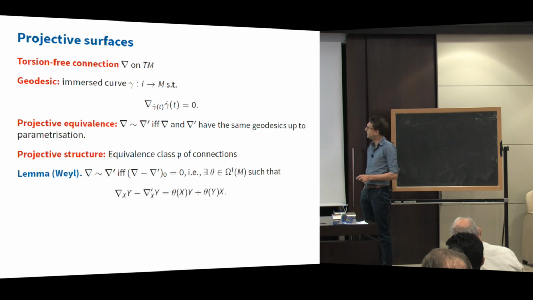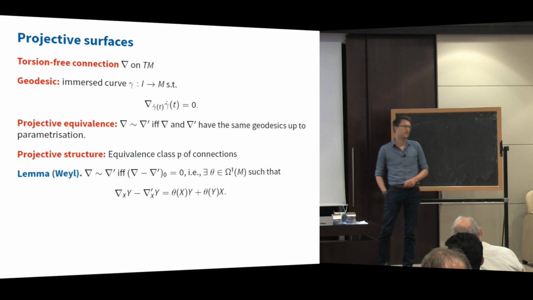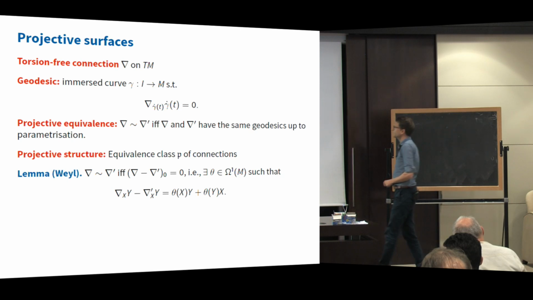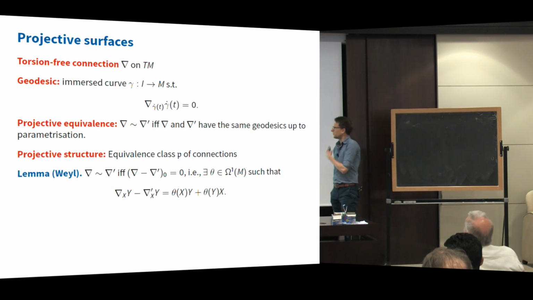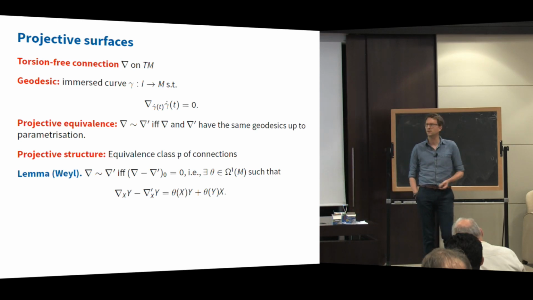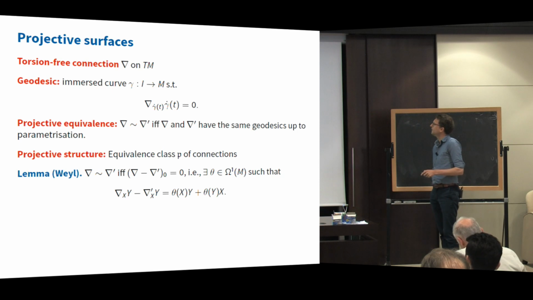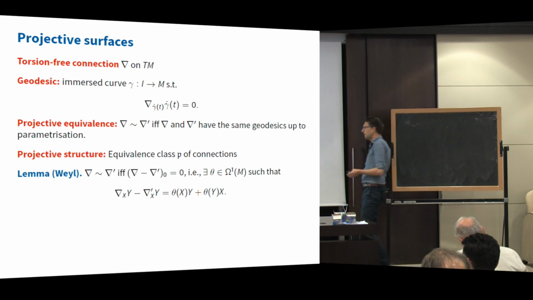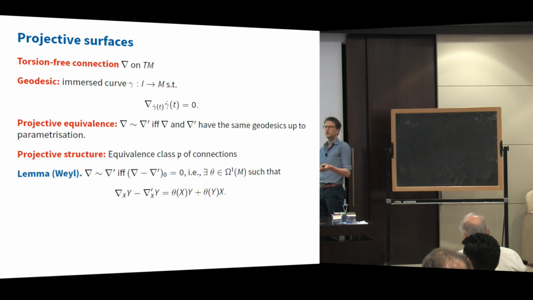Or explicitly, if there exists a one-form, say theta, so that the difference of the two connections can be written in this particular form. Right? So that's the setup. Now, if you're a Riemannian geometer, there's a very obvious question that comes to mind. If I give myself a projective structure, is there a Levi-Civita connection in that projective class?